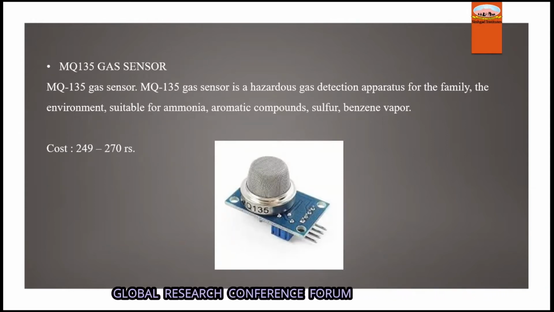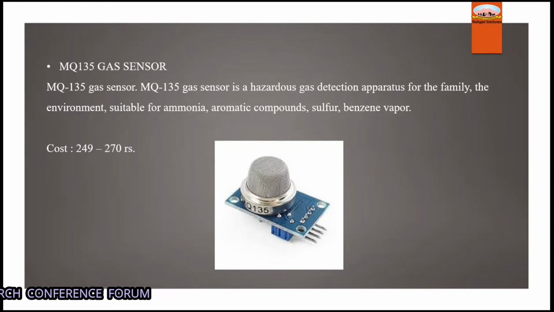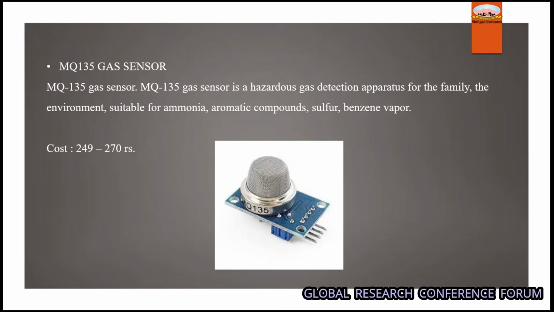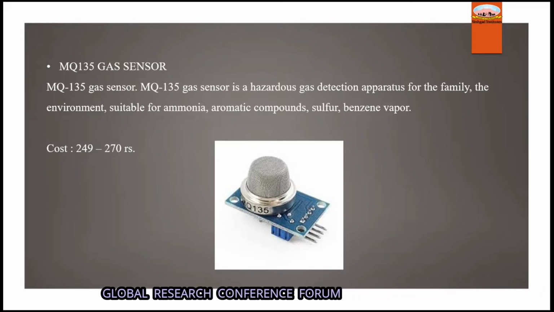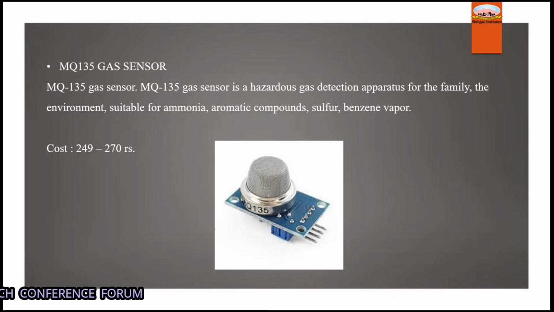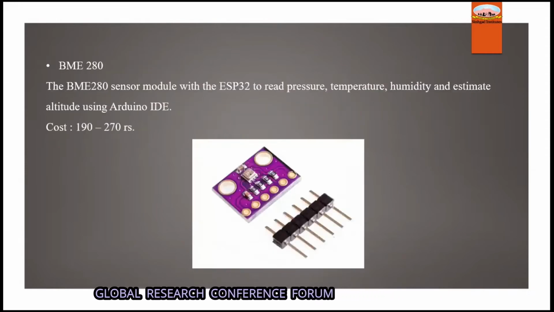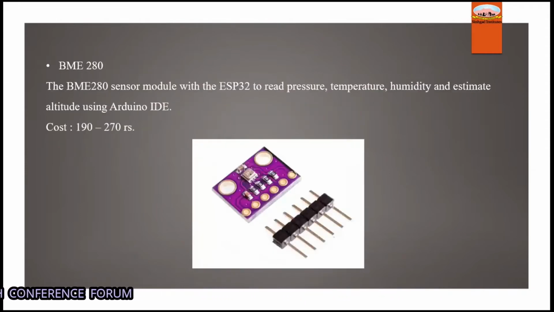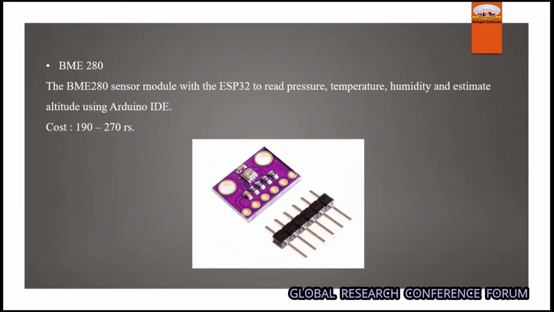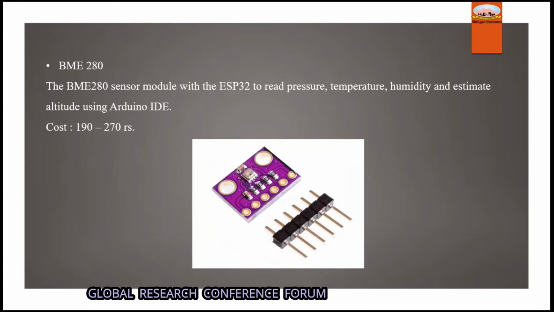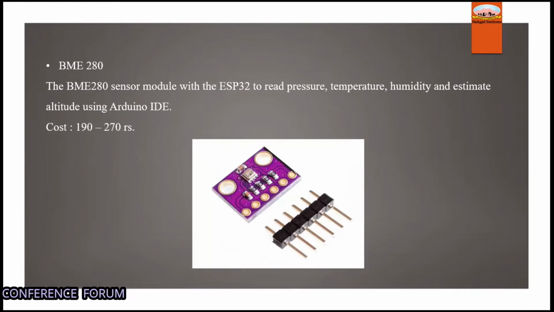Now the next slide is about the MQ135 gas sensor. It is a sensor to detect hazardous gases in the environment, suitable for ammonia, aromatic compounds, sulfur, and benzene vapor. Next is the BME280. The BME280 sensor module is used with the ESP32 to read pressure, temperature, humidity, and estimate altitude using the Arduino IDE.